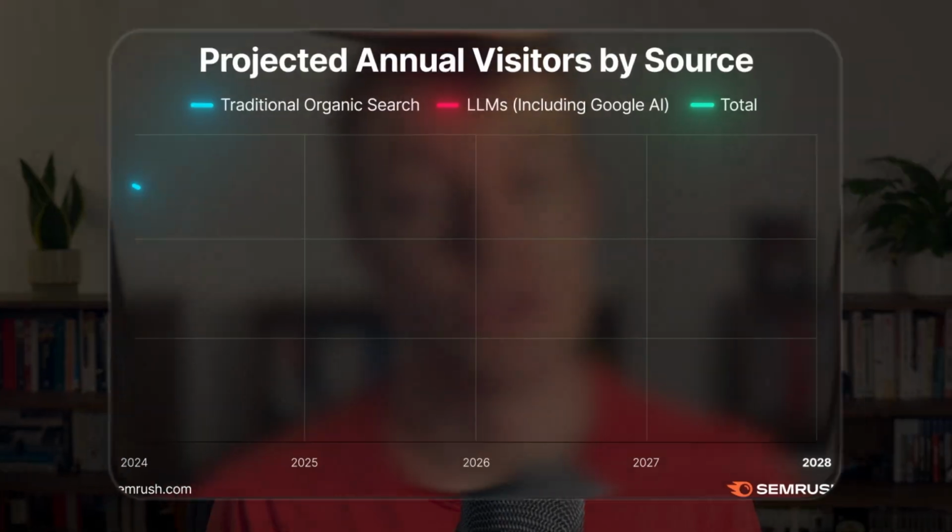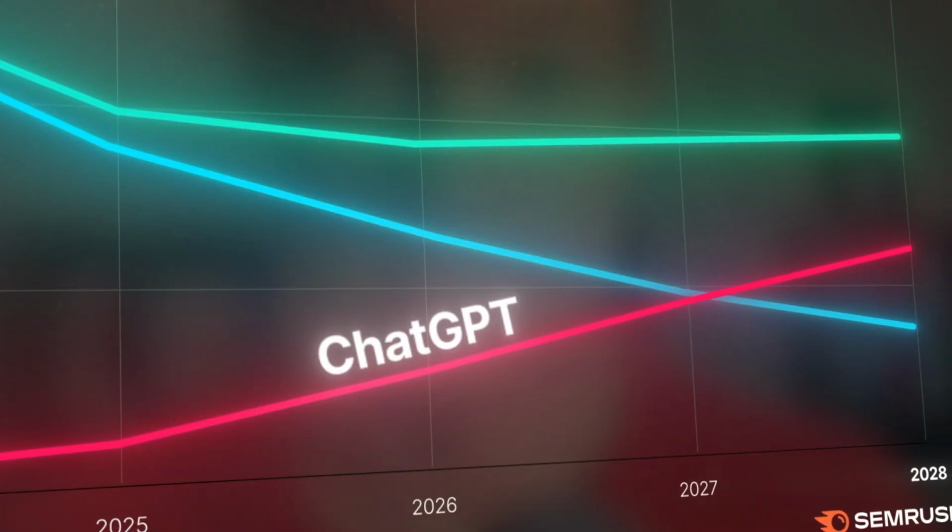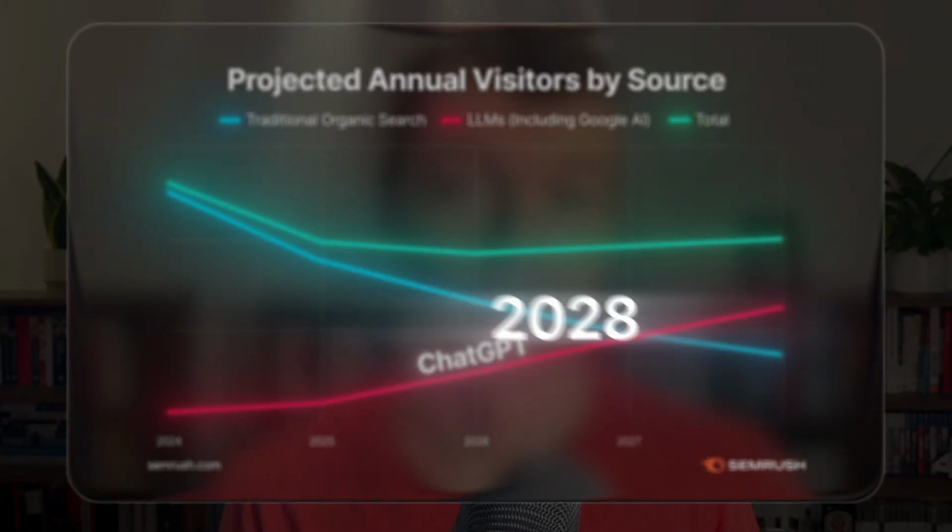This is a graph you should really care about. It predicts that traffic from AI tools like ChatGPT will overtake traditional search traffic in 2028. But the date isn't the important part. Whether it happens next year or in 5 years, it's going to happen at some point.